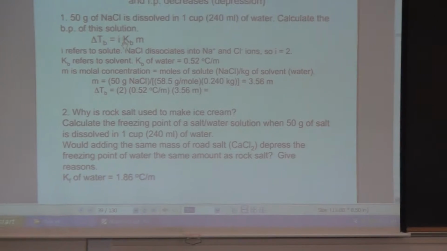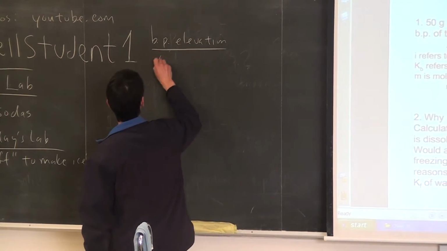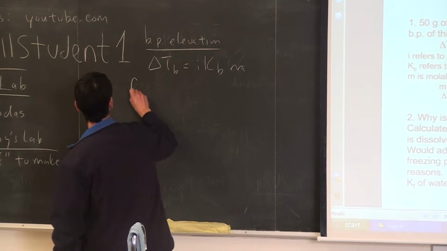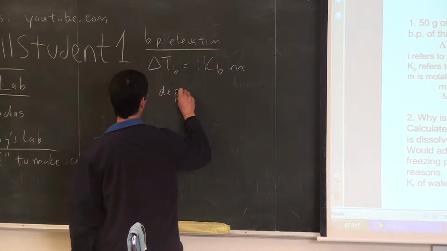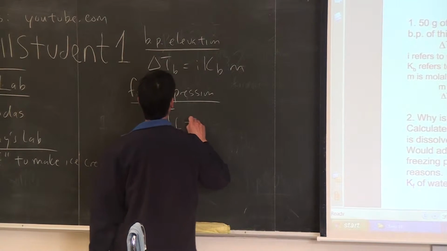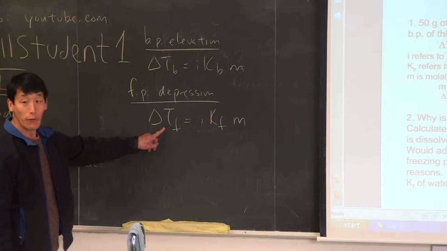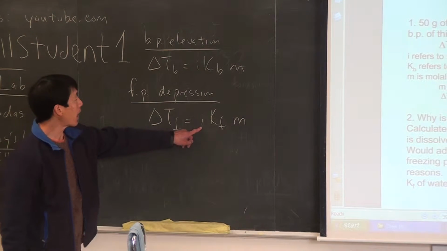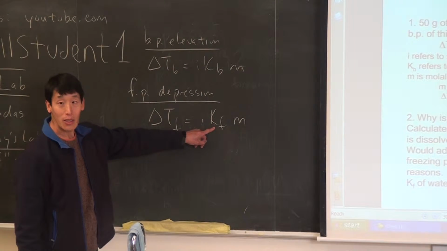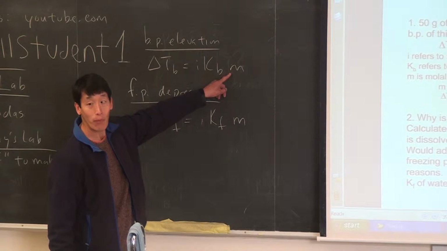For boiling point elevation, the equation is delta TB equals i times KB times m. So for freezing point depression, the equation is delta TF equals i times KF times m. So delta TF is the freezing point depression. i is the same as it was in this equation. KF is the freezing point depression constant, which is different than the boiling point elevation constant. And then m is the molality, just like it was in the previous equation.